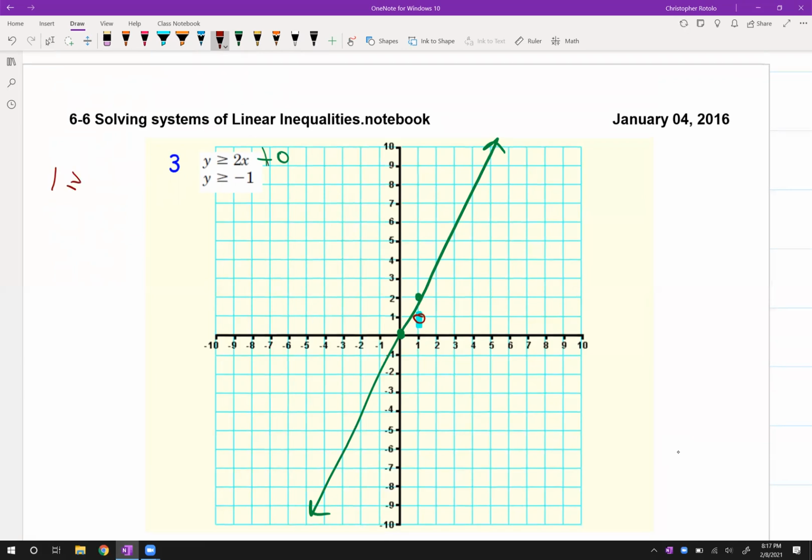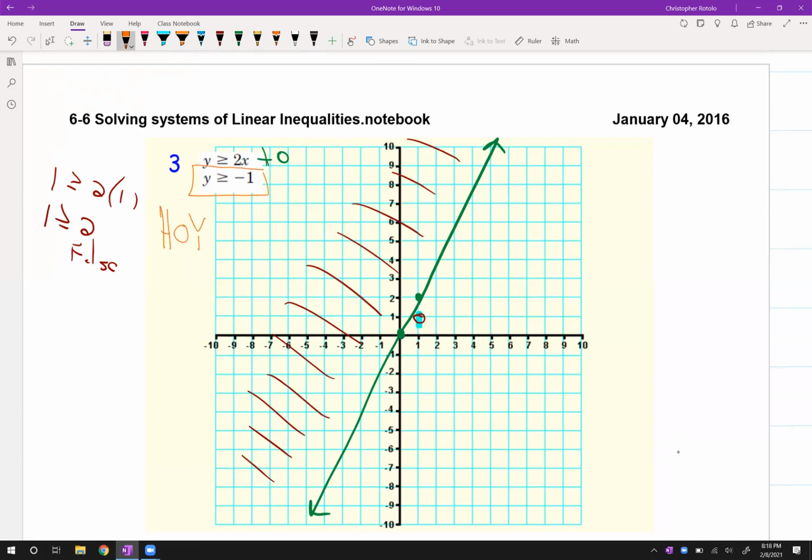1 is greater than or equal to 2 times 1. So is 1 greater than 2? I don't think so. I'm pretty sure that's false. So I'm going to go to the opposite side, the top or the left, depending on which way your brain's working on that one. All right, let's find orange for this one.